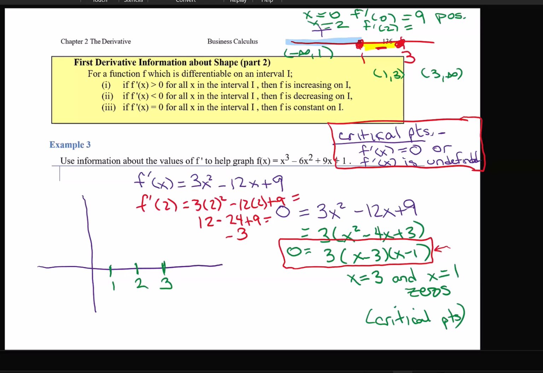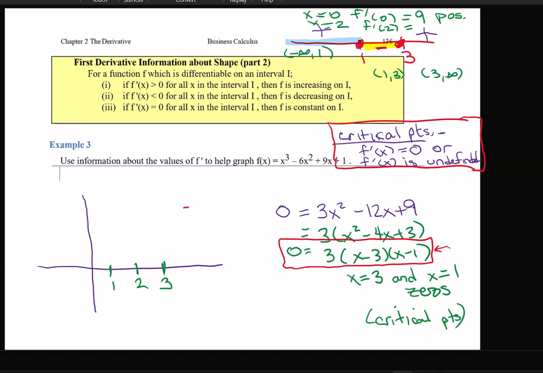And then if it's greater than 3, I could say f prime of 4. I'm going to have a positive number. Trust me. It's going to be positive. So that's one way to do it. You can use that number line method. Here's the method I prefer.